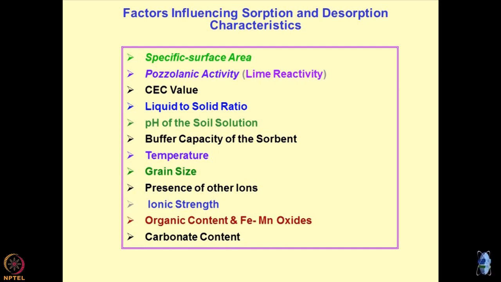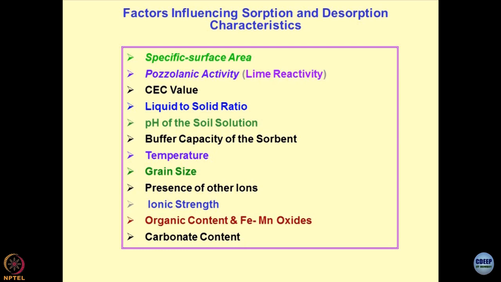If I take 1 liter of water and if I add some salt of known weight, I can create a solution of certain molarity. This is your 10 plus 2 signs. So, this becomes my contaminant. In this contaminant, if I add 1 gram of soil, clear? So, 1 gram of soil I am adding to 1000 cc or ml of water. So, this becomes a liquid to solid ratio of 1000, alright.